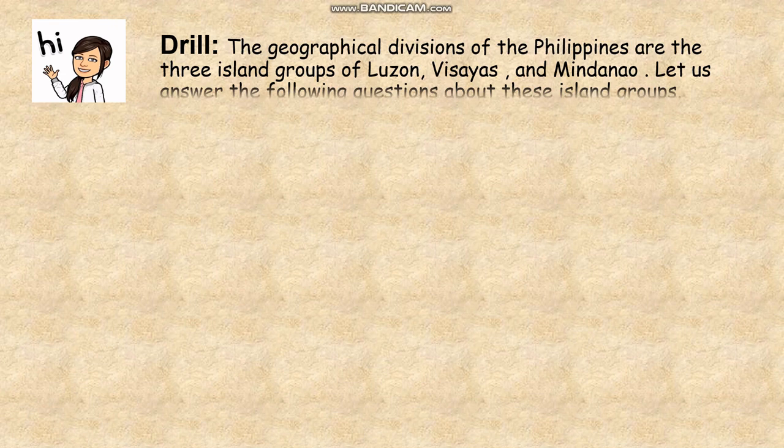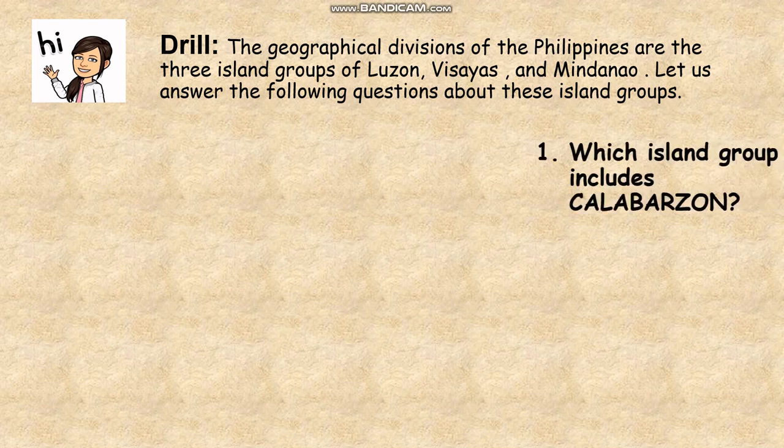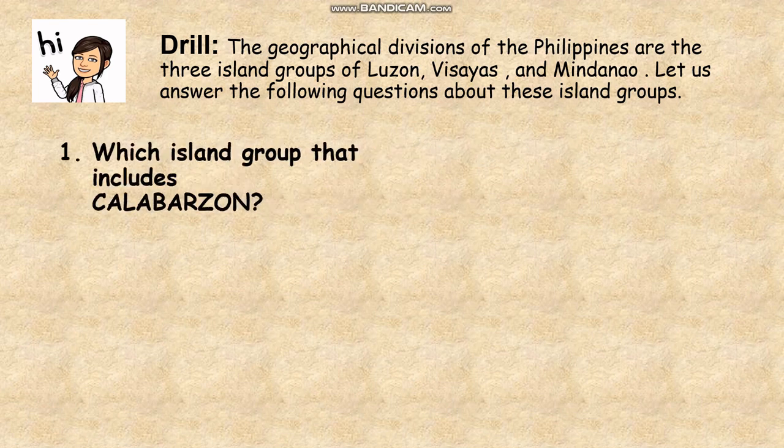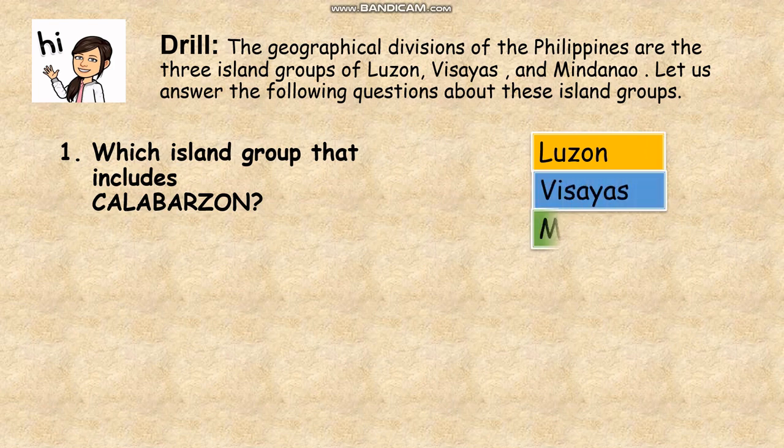The geographical divisions of the Philippines are the three island groups of Luzon, Visayas, and Mindanao. Let us answer the following questions about these island groups. Number 1 question. Which island group includes Calabarzon? Is it Luzon, Visayas, or Mindanao? Yes, the correct answer is Luzon.